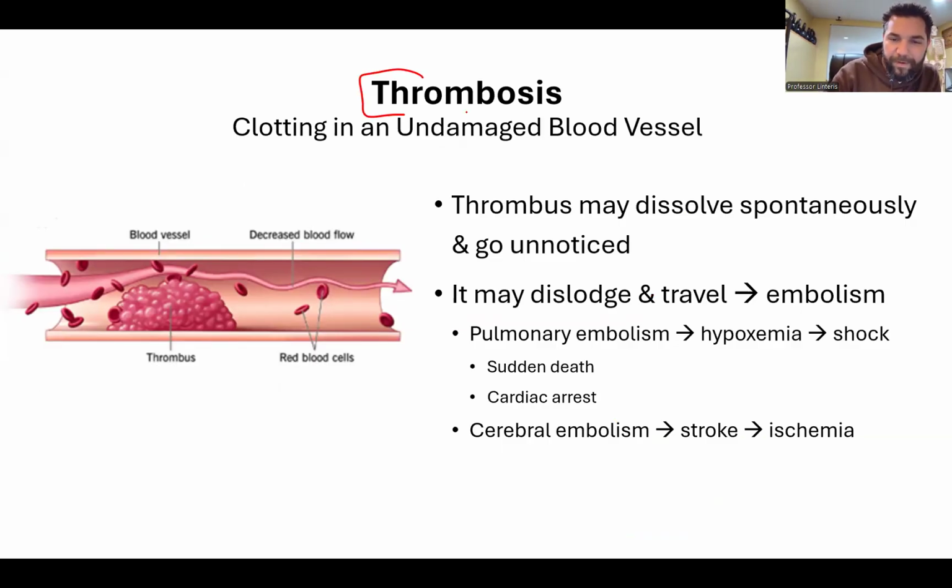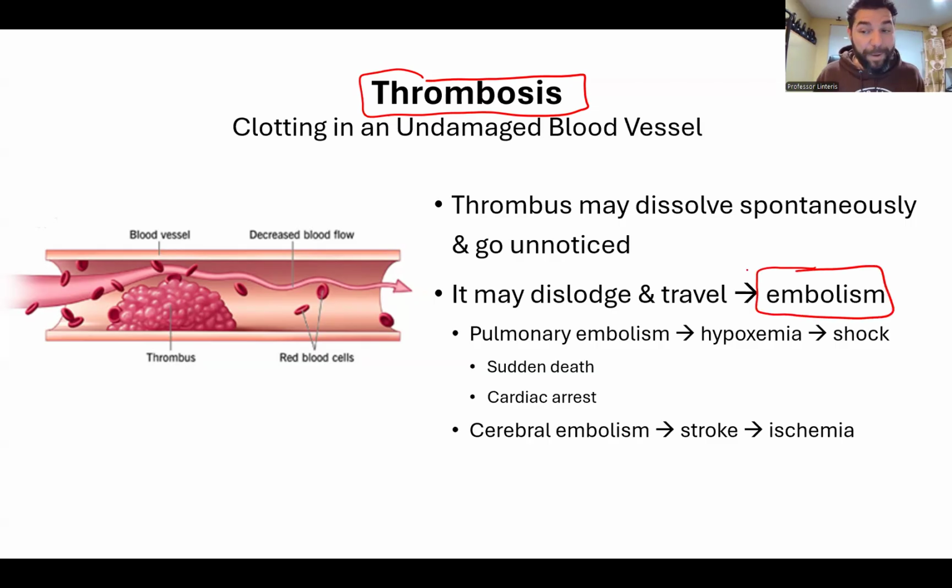But we've mentioned a thrombus before. You can have a blood clot form in undamaged blood vessels, right? Most of the time, it'll be dissolved. It forms, it'll be dissolved, it goes away. It's no problem. Didn't even notice anything. The problem becomes, which we talked about previously with pulmonary embolism, right? Which you should still know, is because it says it right here.